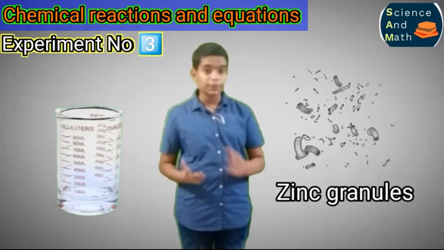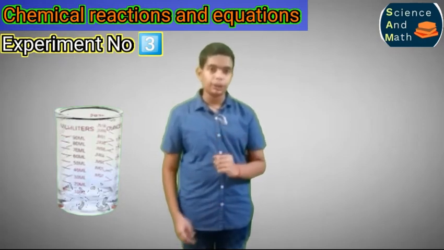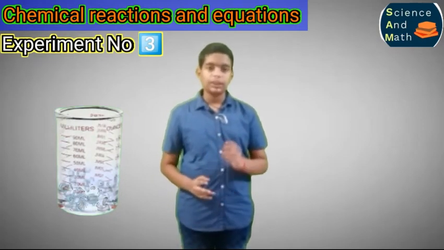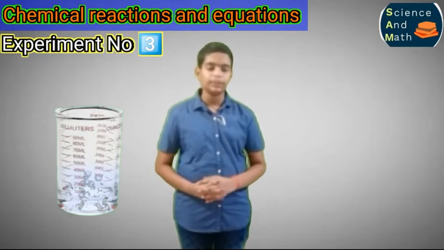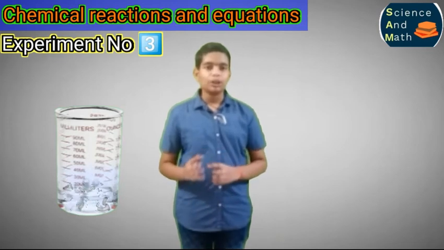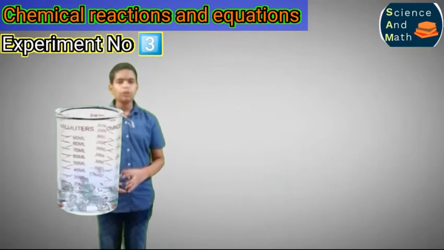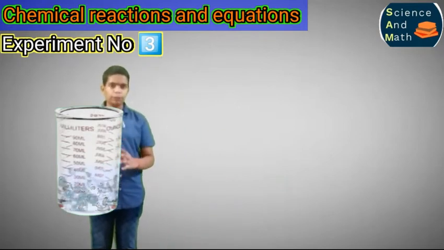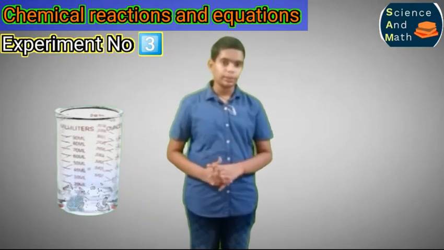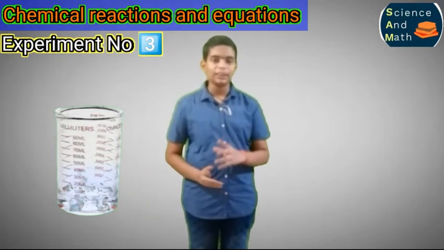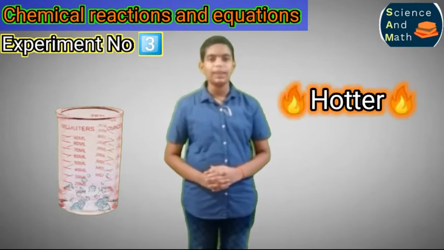So now what do you observe? Yes, that's right. We can observe bubbles forming around the zinc granules. These bubbles are nothing but hydrogen gas, which is a byproduct of this reaction. So this is also a common example of chemical reactions. Now if you touch the flask, you can feel the temperature, right? Is it hotter or cooler? Yes, that's right. The flask will be hotter. So there is a temperature change in chemical reactions.